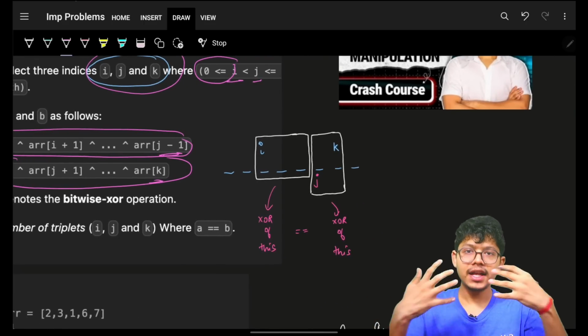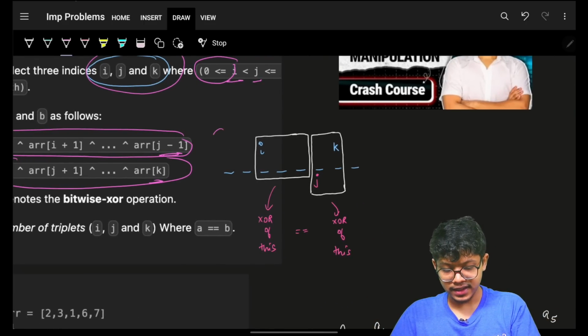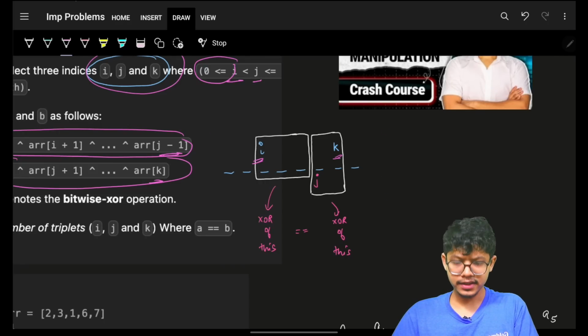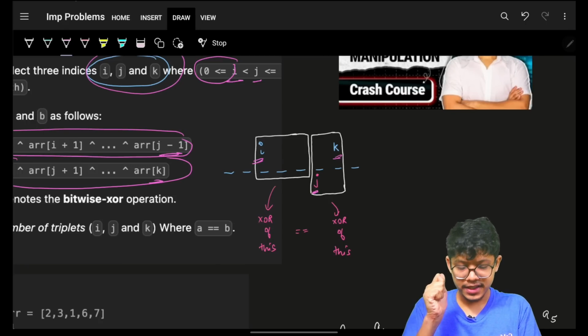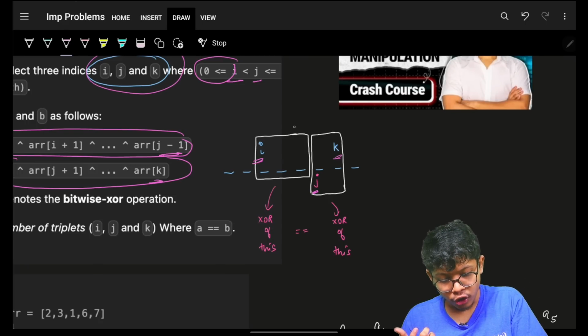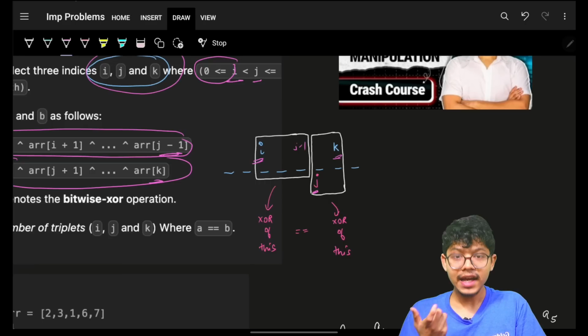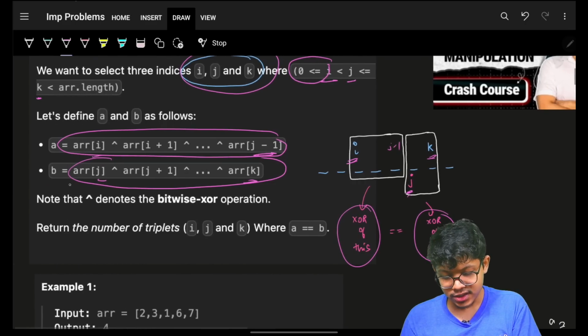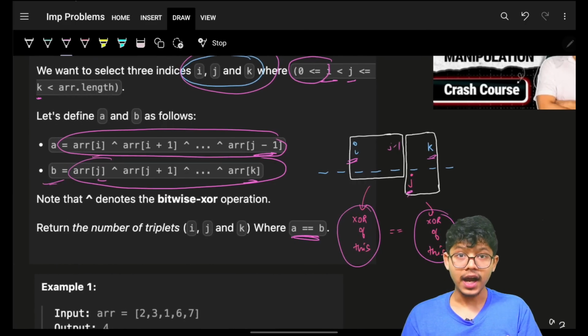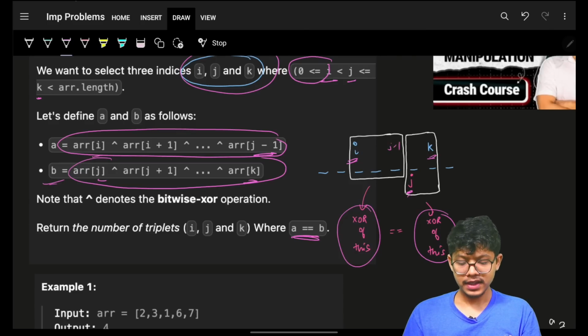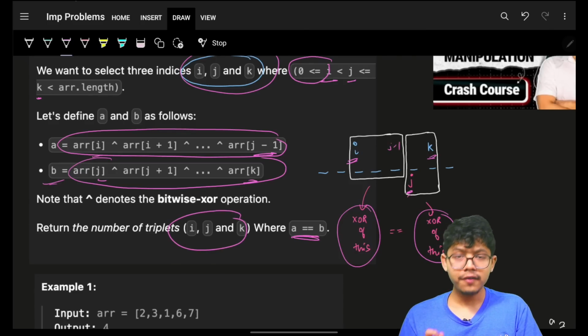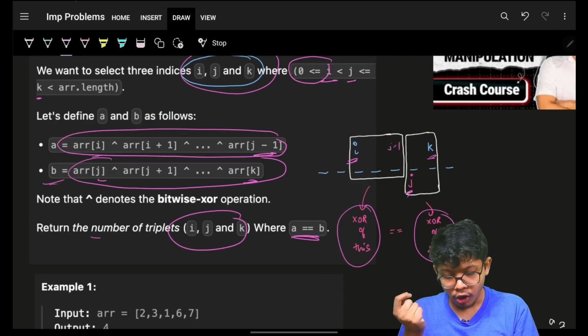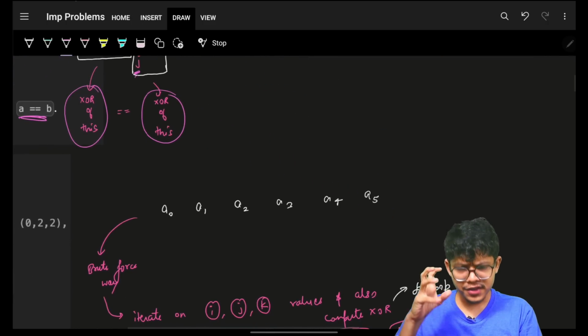So if I show you as an array like this, i is here, k is here, then j, if my j is here, then I have to take the XOR from i to j minus 1 and j to k. And this XOR a and b should be equal. If that is the case, then it is a good or valid triplet, and I have to find the number of all such triplets.